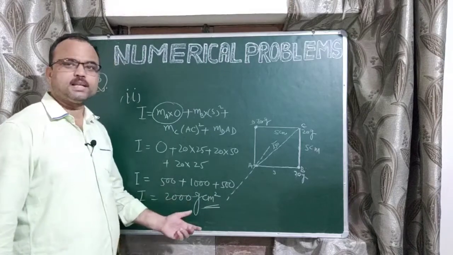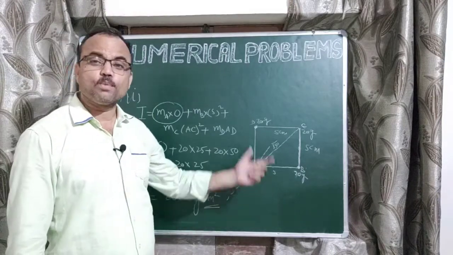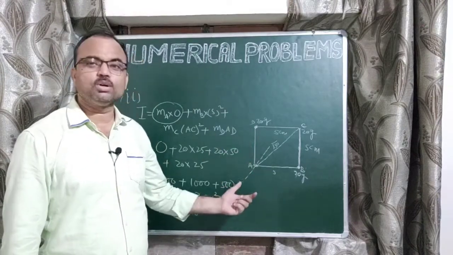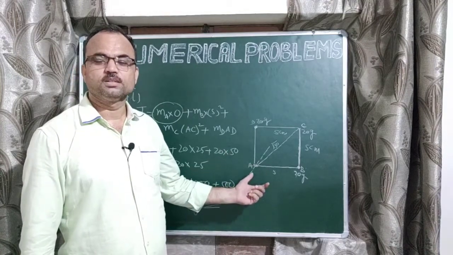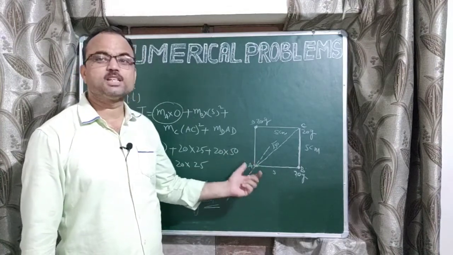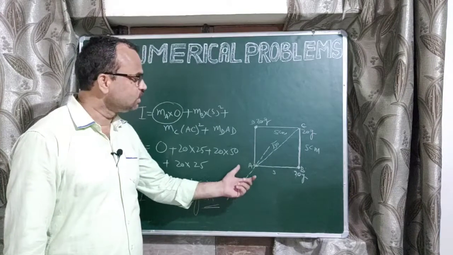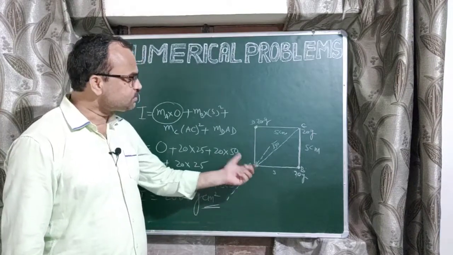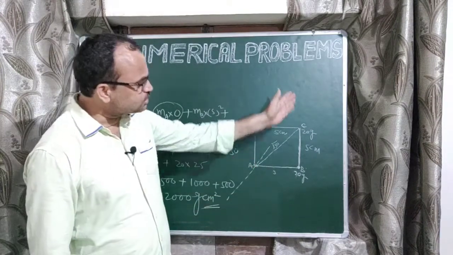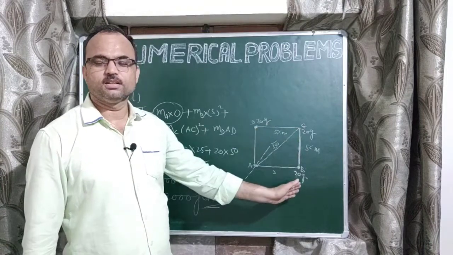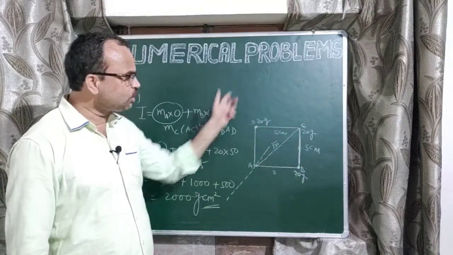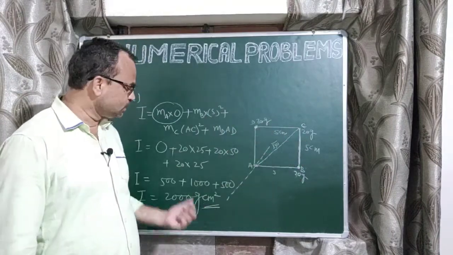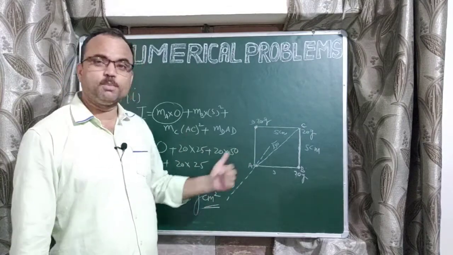So we can say that the moment of inertia of the same system depends on the position of the axis, where the axis passes. In this question we have seen that when the axis passes through BC, the value of the moment of inertia of the system is 1000 gram centimeter square.